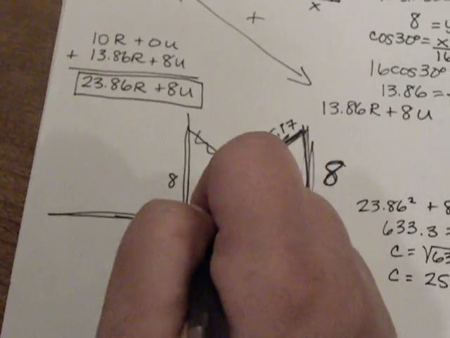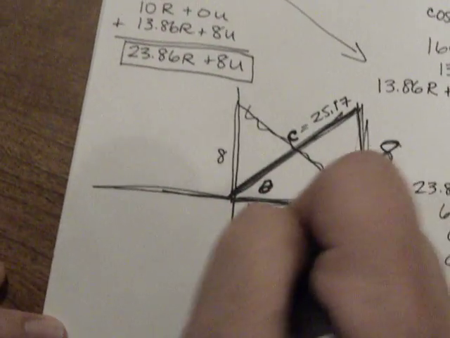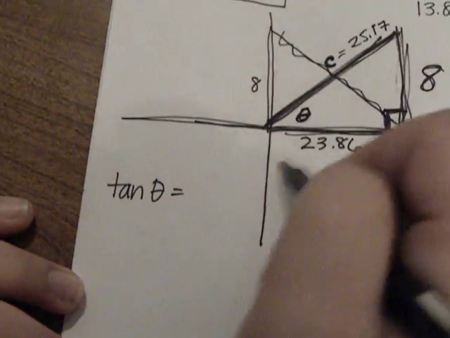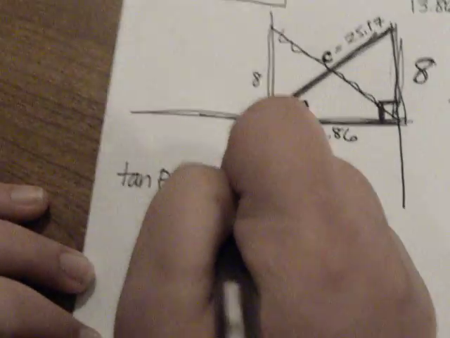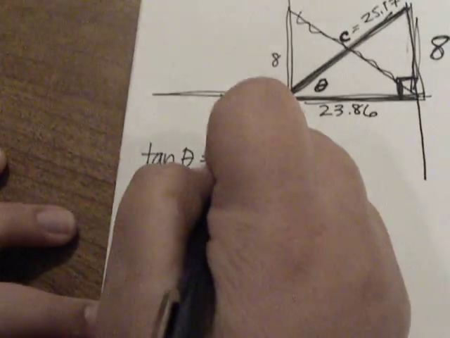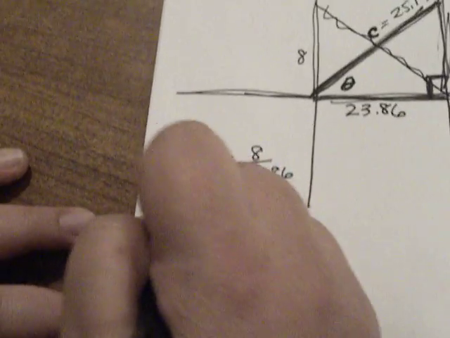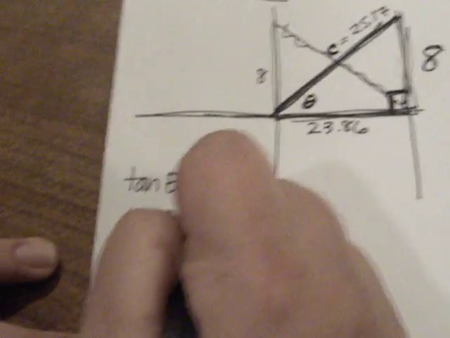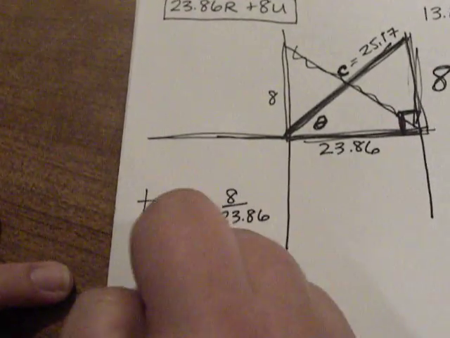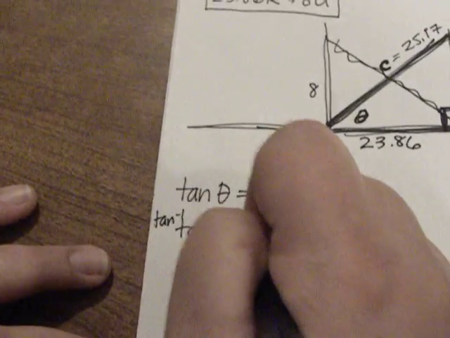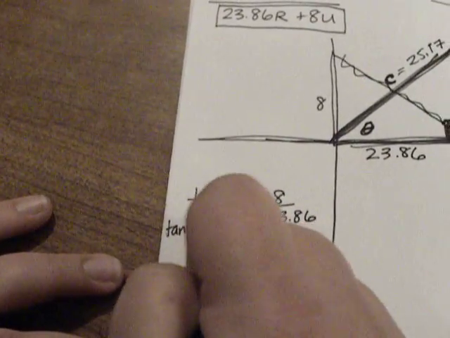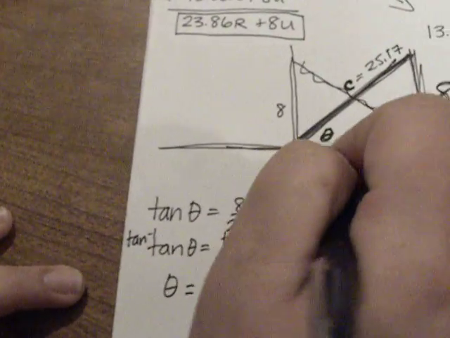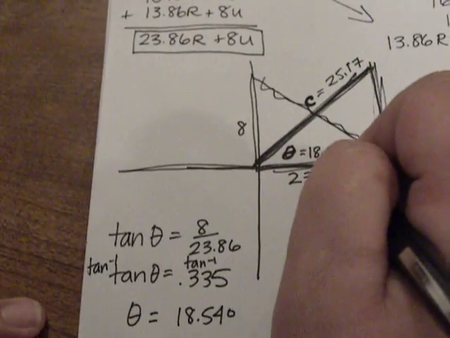Now we need to figure out theta. To figure out theta, we'll do tangent again. Tangent of theta is equal to the opposite over adjacent, so 8 over 23.86. Do 8 divided by 23.86. Tangent of theta is 0.335. So do inverse tangent. Theta is equal to 18.54 degrees. So theta equals 18.54 degrees.